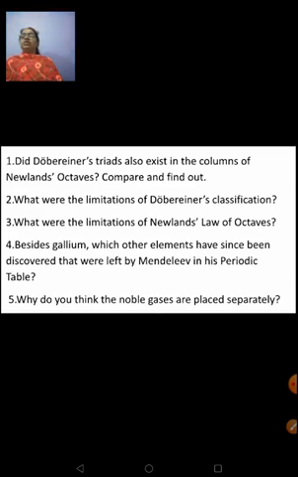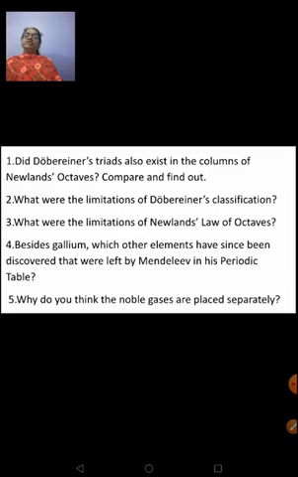The next question is, what were the limitations of Dobereiner's classification? This is a common one. See, they were not applicable for very low mass or very high mass elements, and all the elements that were available during his time could not fit into the Dobereiner triads. These are the reasons or limitations that you could write.